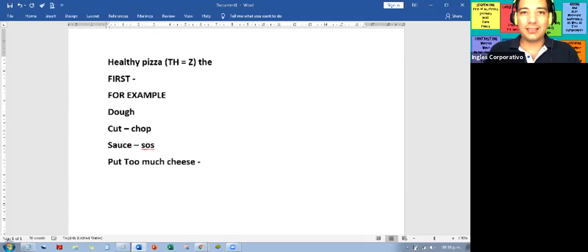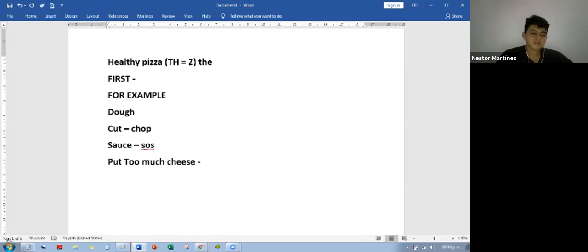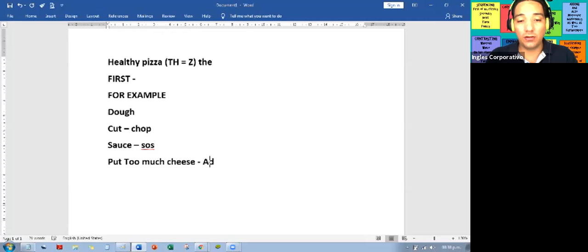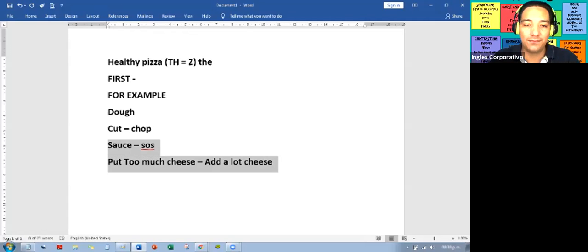Tal vez en una negativa sí se podría ocupar así. Don't put too much cheese. Ok, sería add o put también a lot of cheese. Estás diciendo lo mismo. Add a lot of cheese. Put a lot of cheese. Ok, not too much. Great.